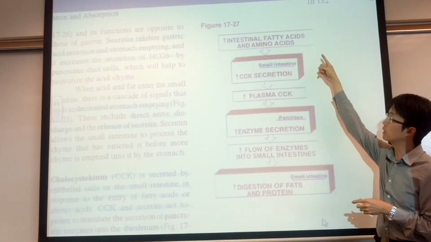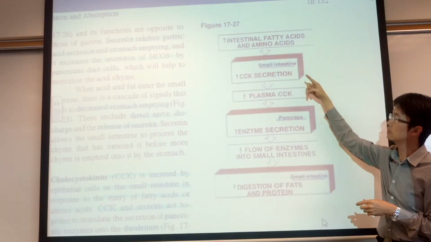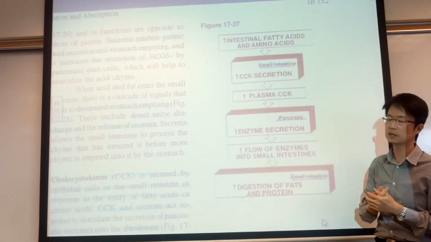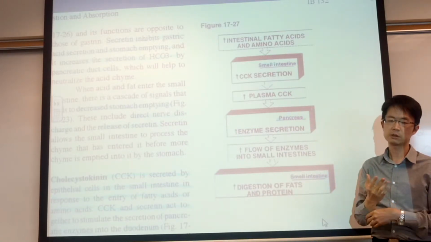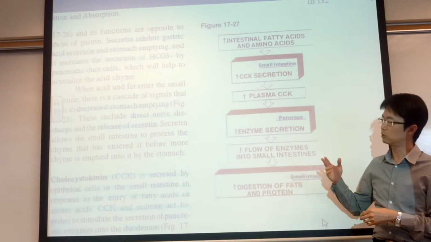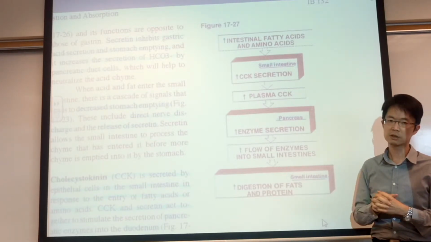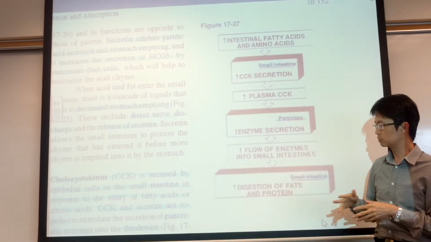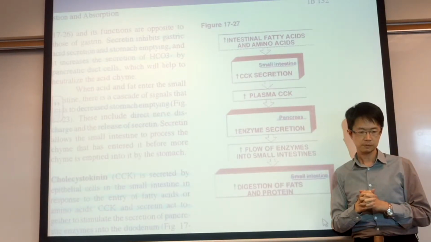You have the fatty acids and amino acids stimulating the secretion of cholecystokinin from the small intestine, and then it will tell the pancreas to secrete enzymes to help digest the protein and fat.